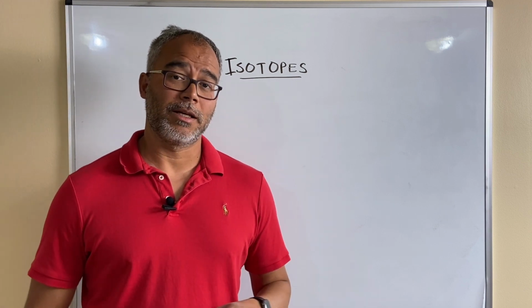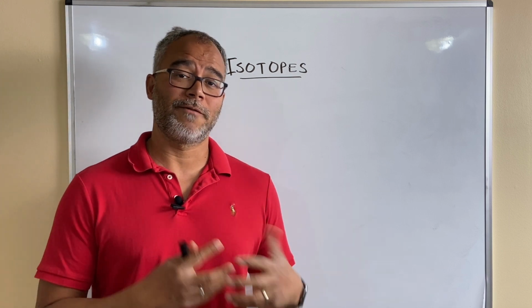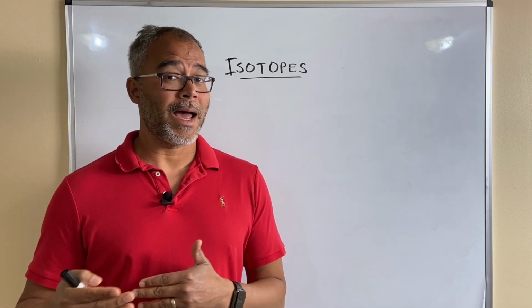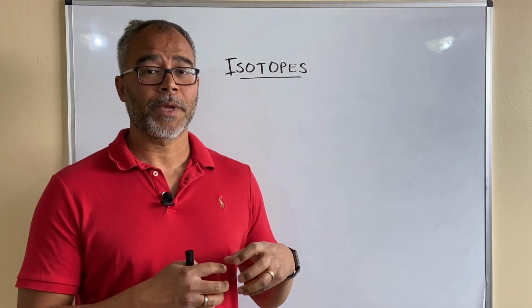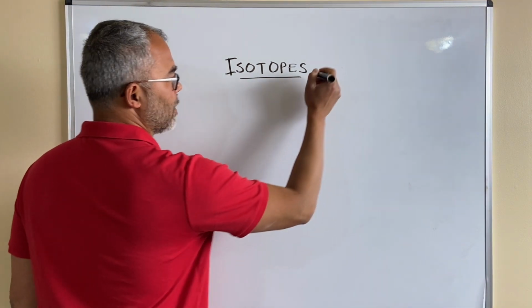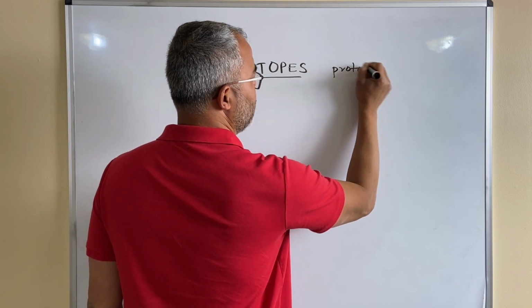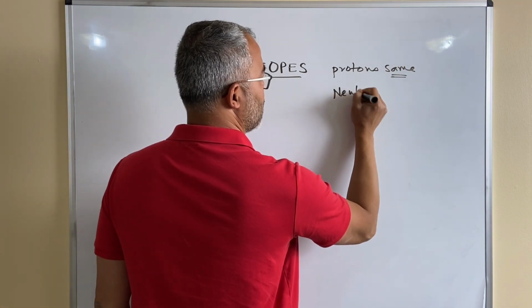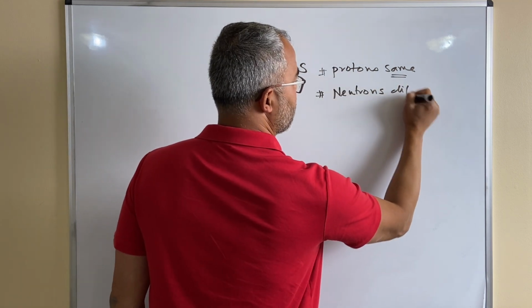So what we mean by that is every element has a number of members of its family that sit with the same atomic number but different mass numbers. And what we mean by that is they have the same number of protons, okay, but they have different numbers of neutrons. So this is key to understanding isotopes. The protons are the same, but the number of neutrons are different.